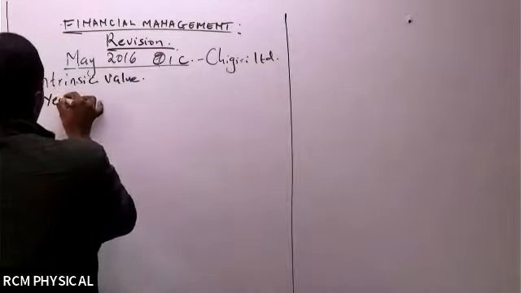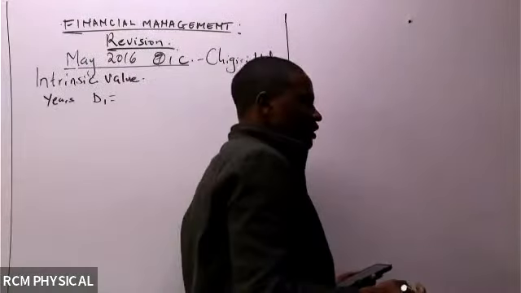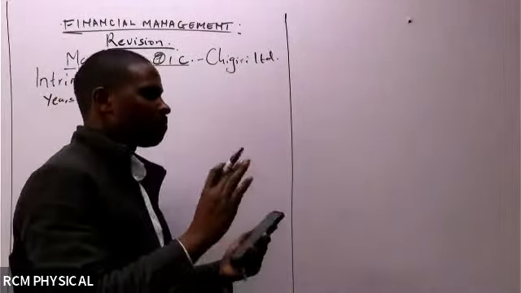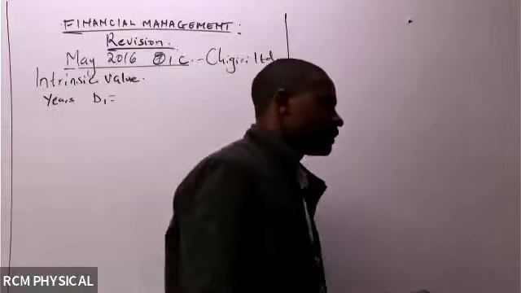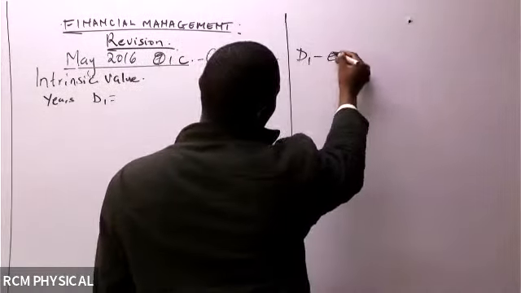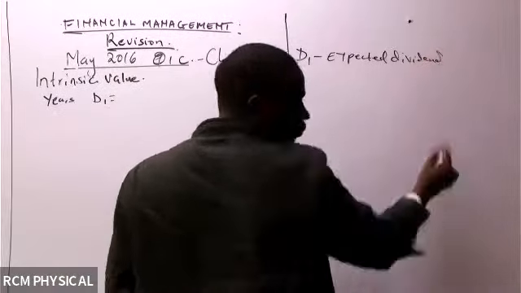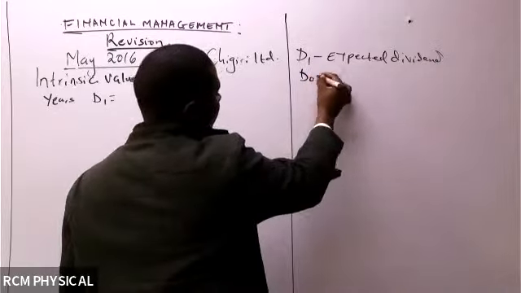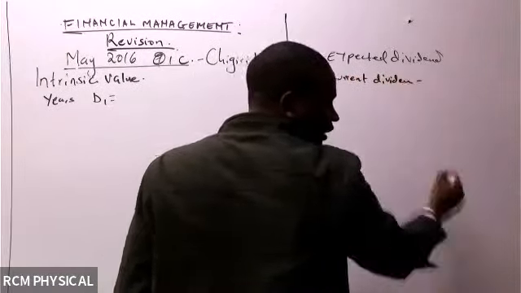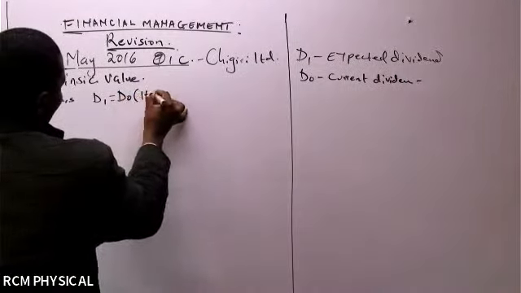So I have the years here. I have the D1. Who can remind me how we get D1? D1 is the expected dividend. D0 is the current dividend. D1 is gotten by D0 times (1 plus g).